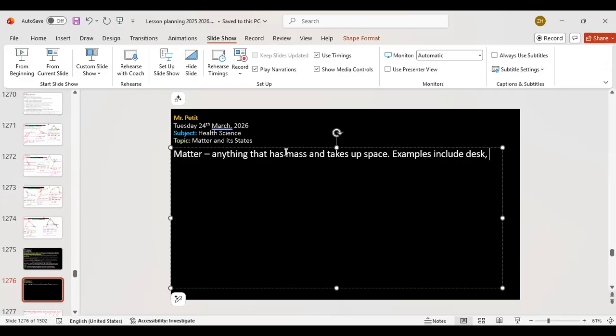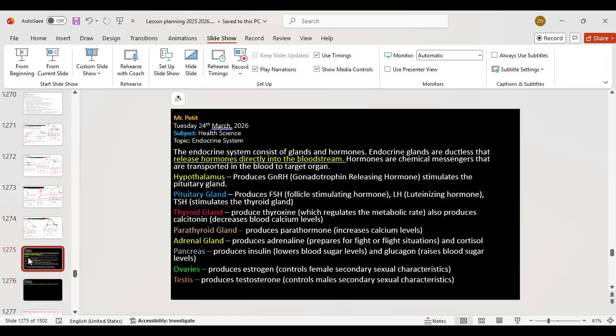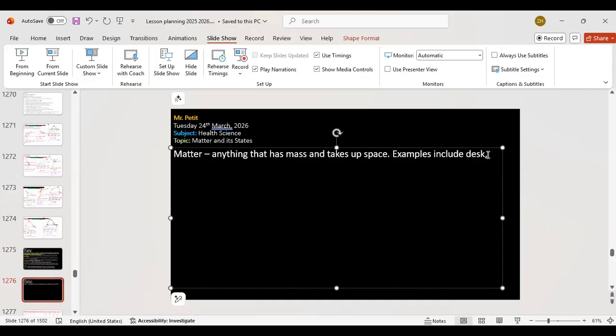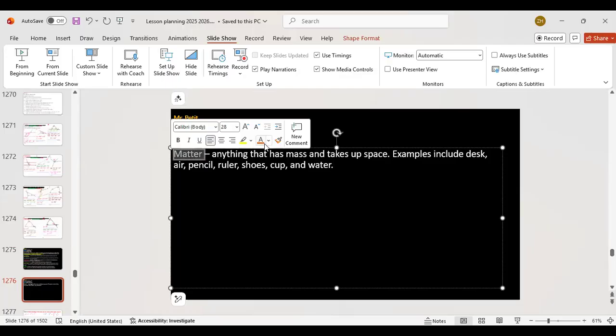Sorry, Mr. Petit, can you go back to the last slide for one second, please? Yes, I can. What are some examples of matter? We said a desk. What else? Air. How about a pencil? A ruler. Shoes. A cup. And water. All these are examples of matter. Once it has mass and takes up space, it's matter.